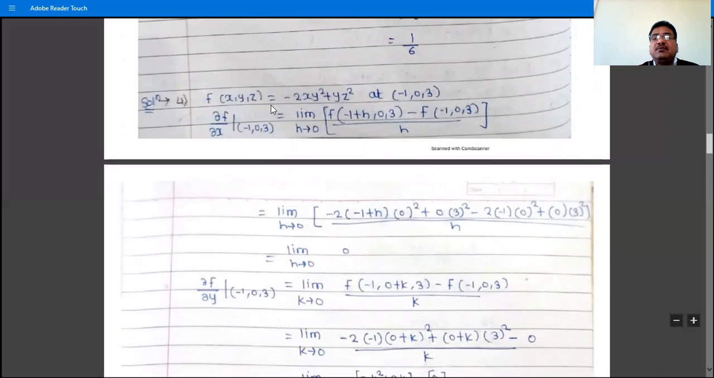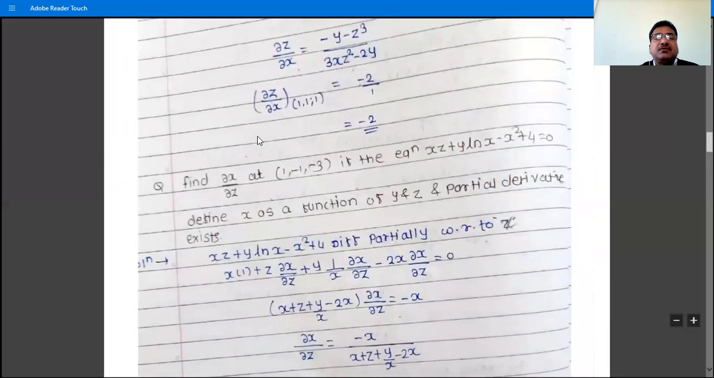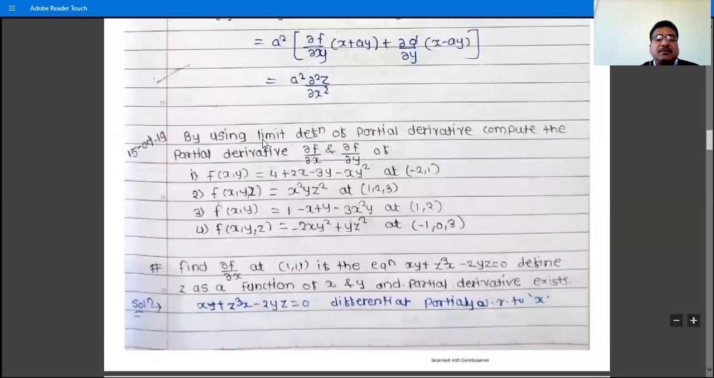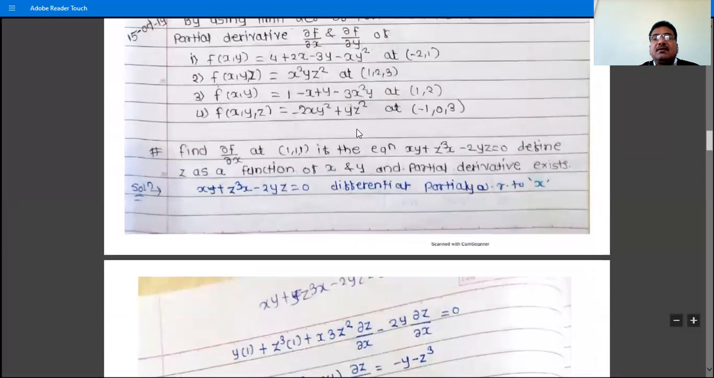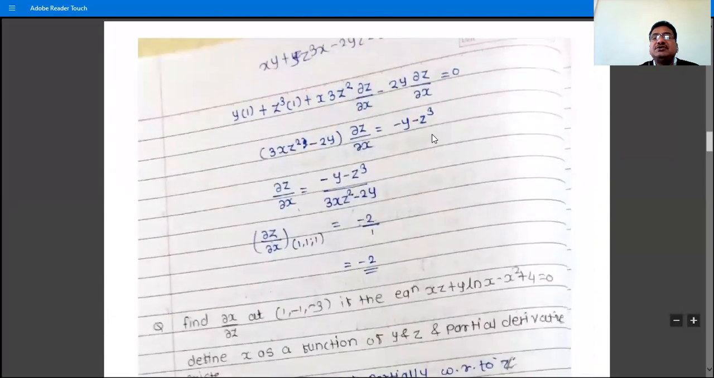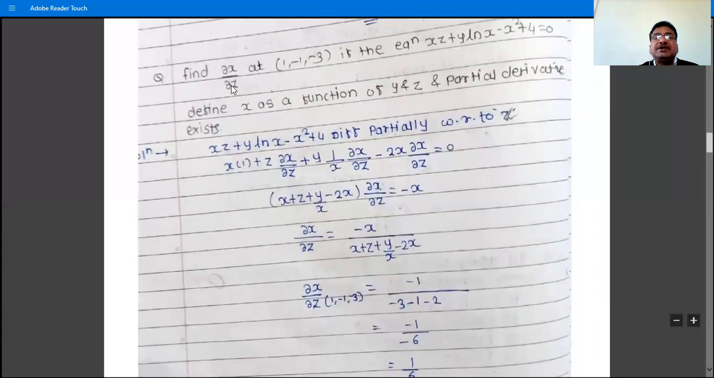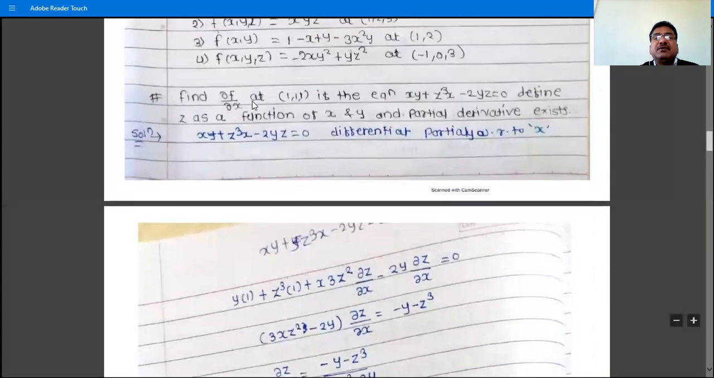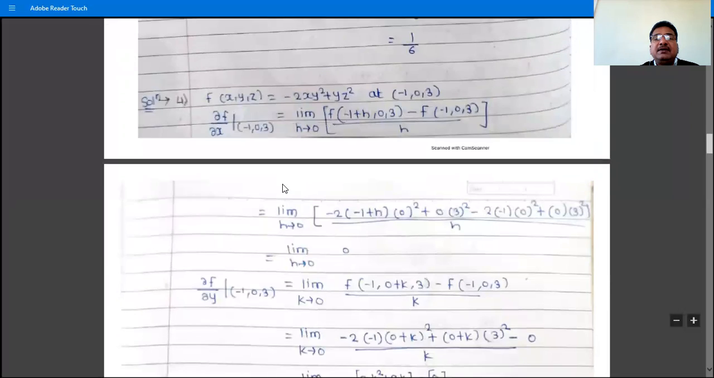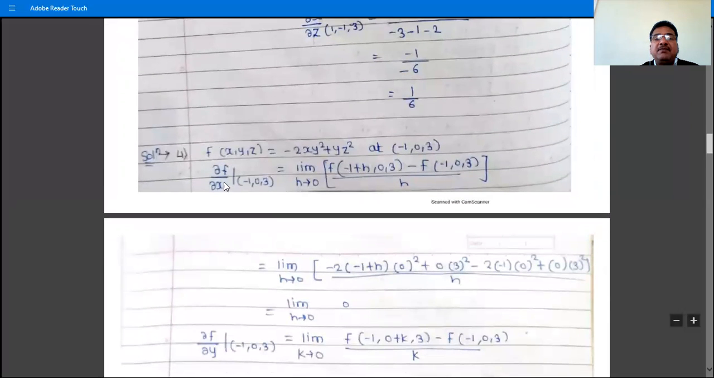Similar problem. Here is the problem with respect to 4, answer of 4, this problem at −1, 0, 3. Okay, ∂f/∂x. What do we have to find? We have to find ∂f/∂x at −1, 0, 3.